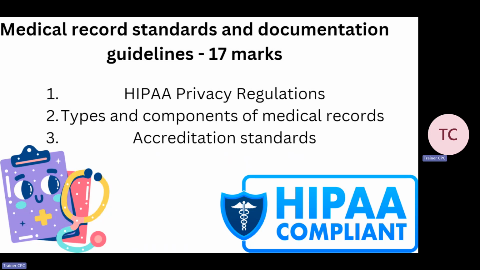Next, coming to the types and components of a medical record. Types and components of medical record means nothing but how an outpatient case study will look like and how an inpatient case study will look like. What are all the forms present in a medical record? That is admission form, consent form, like that. And reports. What are all the reports which will be present in a medical record? That is radiology report, pathology report, EKG report, consultation reports, like that, and operative report. So these things will be discussed in detail.